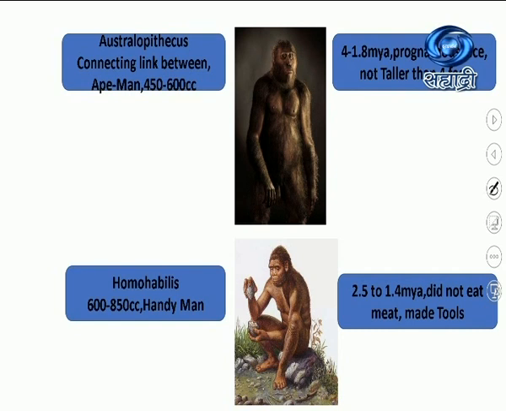He did not eat meat and he made tools. I told you he is using stones, twigs to make tools. So he's called a handy man. Can be asked for MCQ. Which man is called a handy man? Homo habilis is called the handy man. He was a vegetarian. He did not eat meat and he was the first one to make tools.